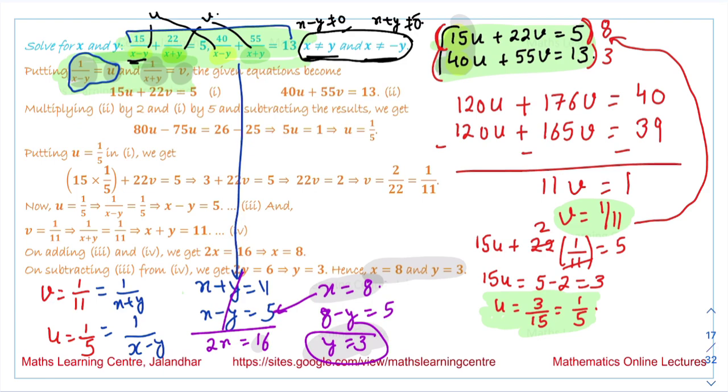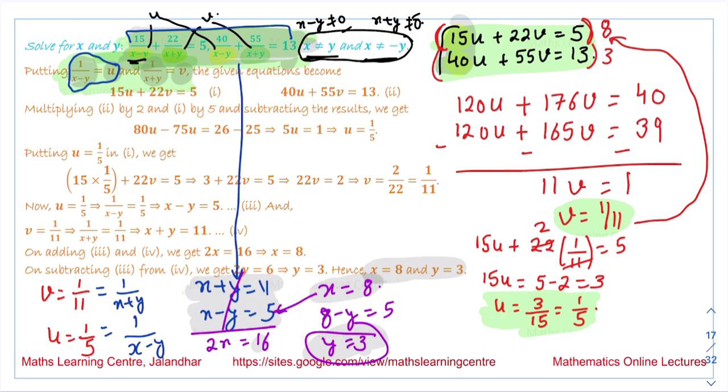These are not linear equations, these are simultaneous equations. The equations we reduced to are linear equations, but the given equations over here are not linear, they are simultaneous equations. Simultaneous means that these values x equal to 8 and y equal to 3 satisfy both the equations simultaneously.